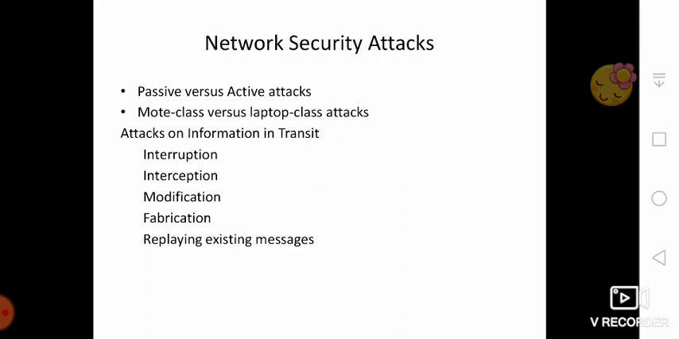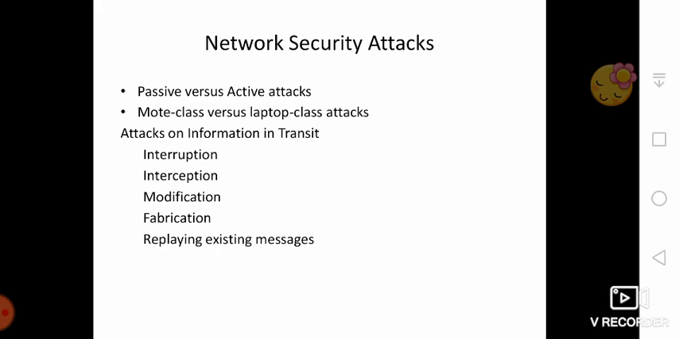Network security attacks: outside attacks are defined as attacks from nodes which do not belong to the WSN. Inside attacks have legitimate nodes of a WSN behave in unintended or unauthorized ways. So here we have two types of attacks.